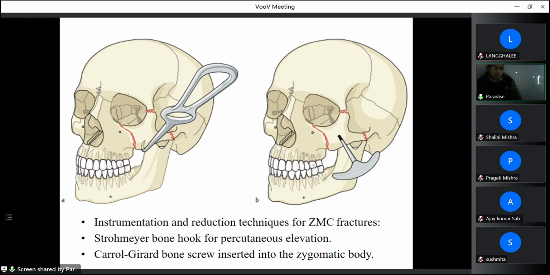Another instrument which is used to reduce the zygomatic bone is the J-hook. Instrumentation reduction technique for ZMC fracture: the Stromeyer bone hook, known as the Stromeyer bone hook for percutaneous elevation, and the Carroll-Girard bone screw inserted in the zygomatic body. In case of the Carroll-Girard screw, it is inserted in the zygomatic body. In case of this Stromeyer bone hook, it is placed just below the zygomatic bone and is used to elevate the depressed zygomatic bone fracture.